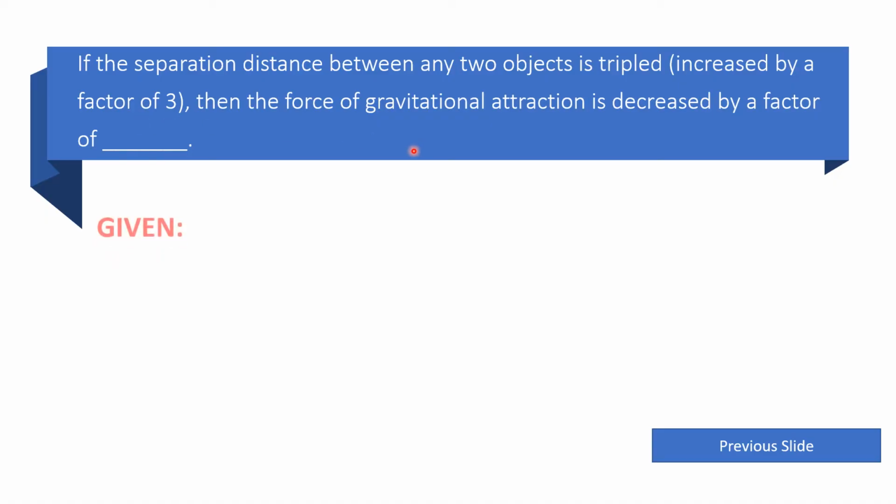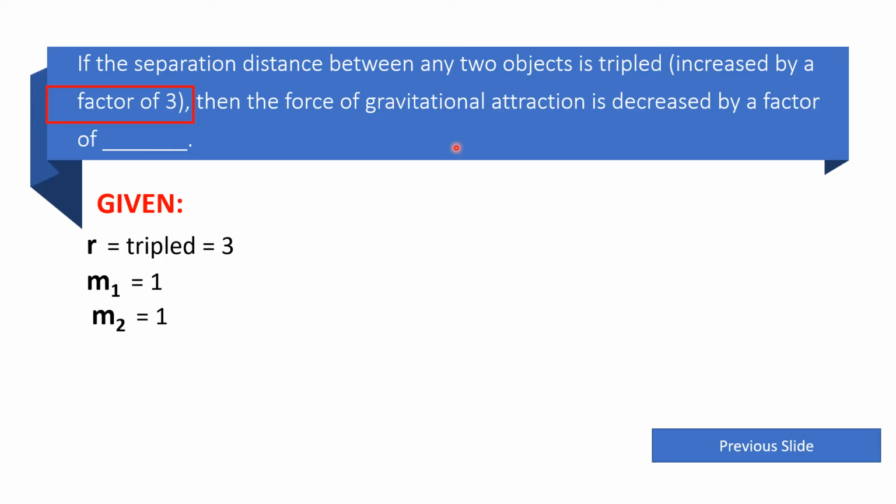So, let's have the given. So, we have a factor of 3, and that is the value of our distance, no? And then, yung mass, wala naman binigay, so we will put 1. And mass 2, wala ding binigay. So, we will put 1. And the value of G will also be 1. Kasi ito lang ang given natin. So, the required for this problem, ang sabi dyan, what is the force of gravitational attraction? So, that is the F grav.